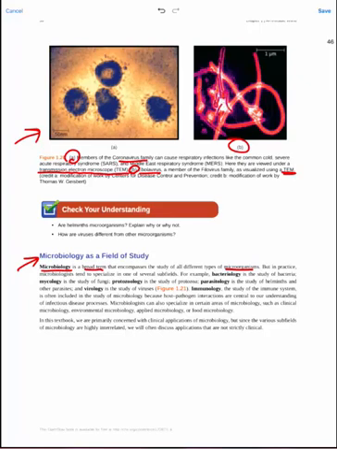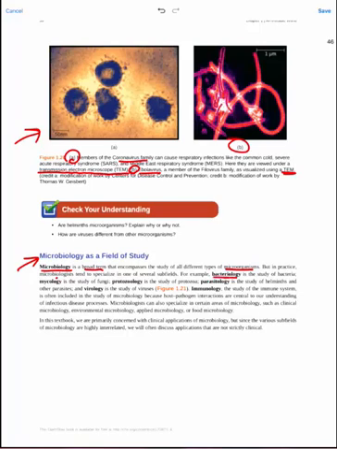But in practice, microbiologists tend to specialize in one of these fields. There generally isn't a microbiologist out there who is studying viruses as well as helminths, for example. Those are two very, very different microorganisms, and people tend to specialize.